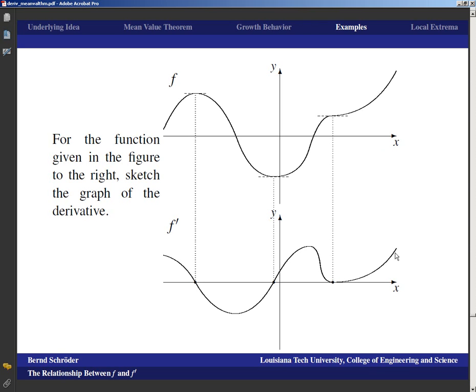Now this is just a qualitative way to get the derivative, but it can be pretty accurate if you estimate these points. And other than that, of course, the idea behind these problems is just for us to make the connection between the derivative and the function.